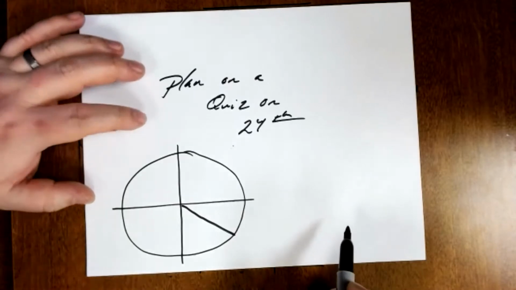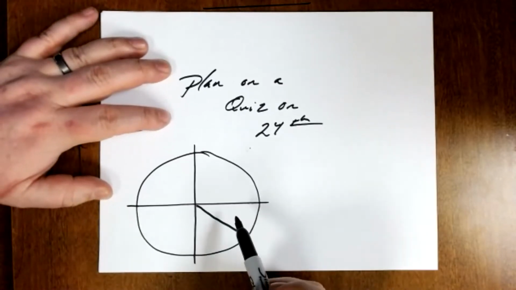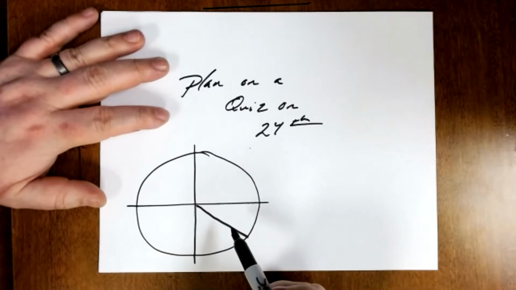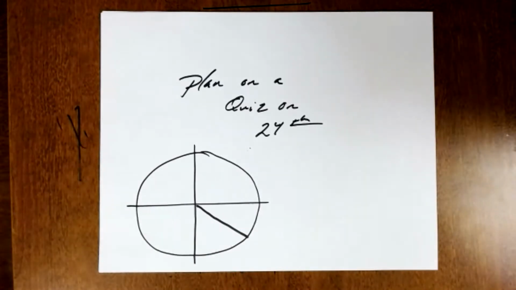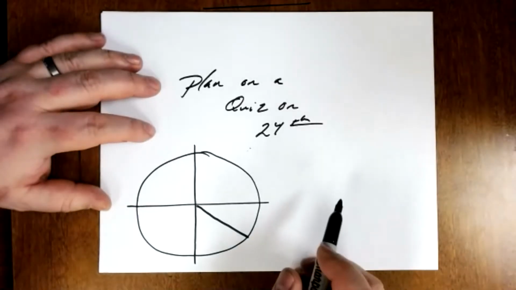Mr. Ronco, can you see it? I don't see anything. Really? It just says plan on a quiz on the 24th. All right, I'm going to move you into the waiting room and pull you right back. Hold on. Oh, I see it now. You do? Okay, good.